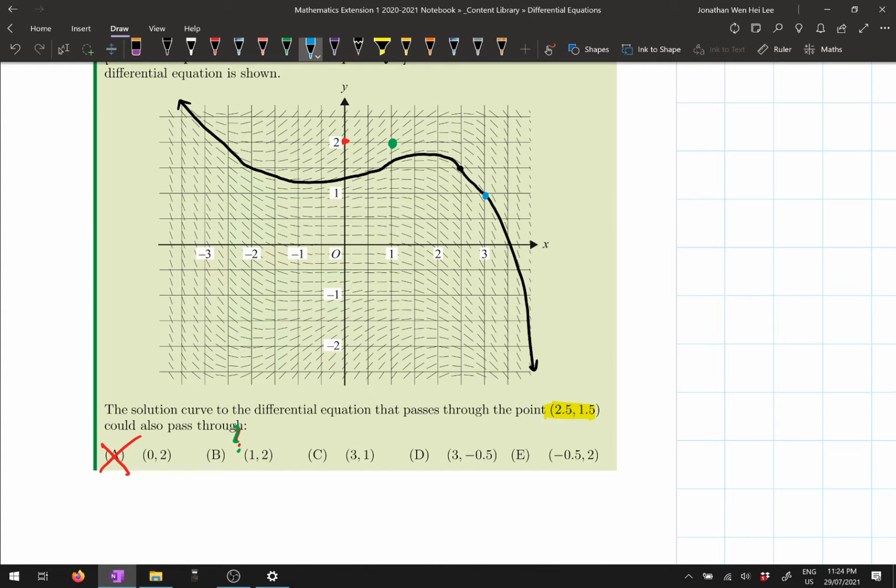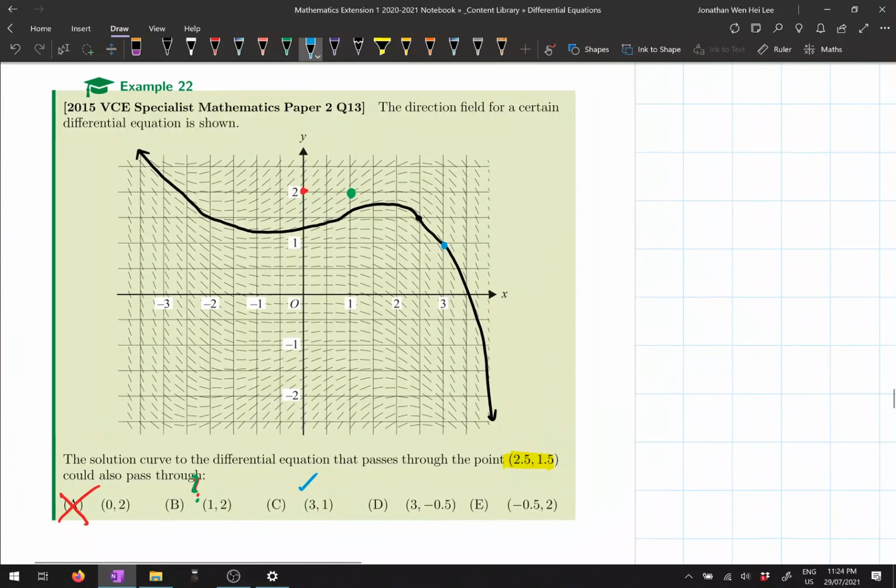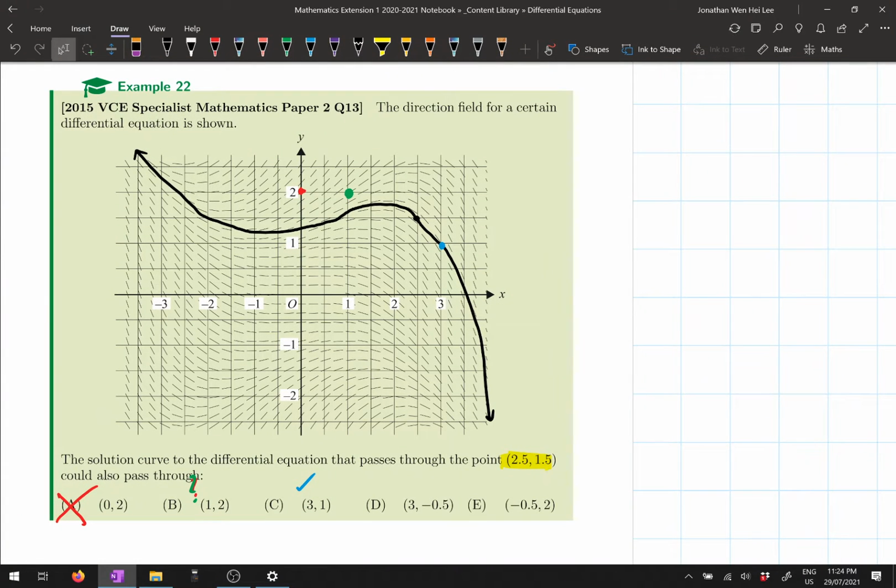So I'm like, oh, this one's a fairly maybe. Like maybe it's going to be that. I just want to make sure that the other ones aren't likely going to be on my curve before I commit to this one. Okay. Next one is 3, negative 0.5. So 3, negative 0.5, hopefully you can already notice, is going to be immediately out. It's all the way down here. Our solution curve doesn't go through that one, so this one's out.